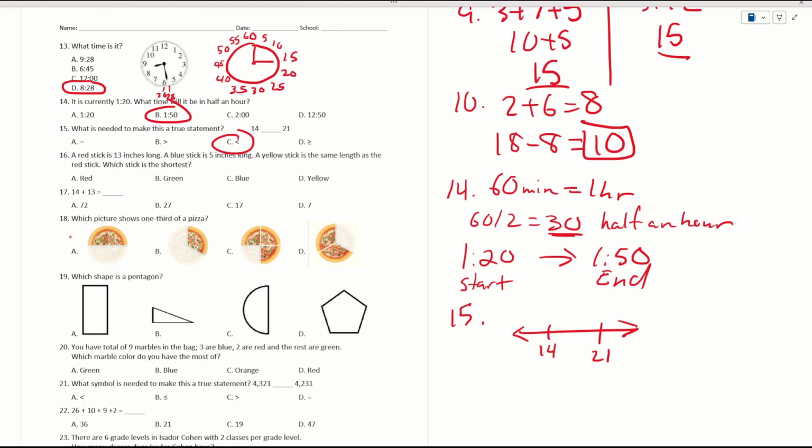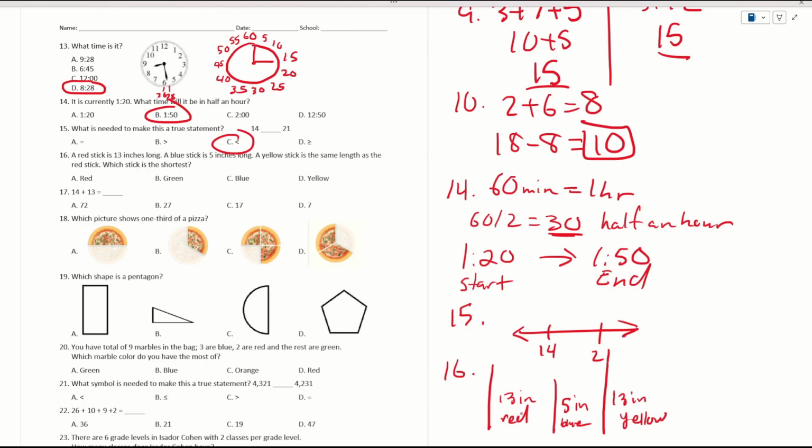16. A red stick is 13 inches long. A blue stick is 5 inches long. A yellow stick is the same length as the red stick. Which stick is the shortest? One way to approach this problem is to draw a picture. So a red stick, I'm using a red color. This is 13 inches. And we have a blue stick, 5 inches. These are not to scale. A yellow stick is the same length as the red stick, so 13 inches. So I'm just going to label that's blue, that's yellow, that's red.